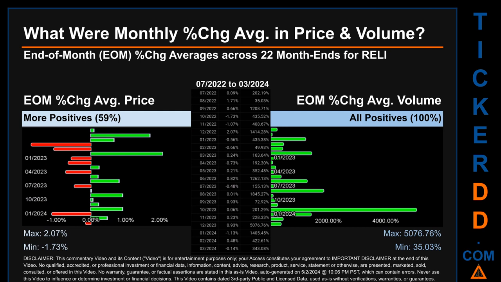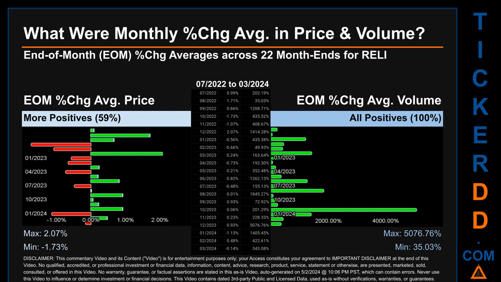What were end-of-month percentage change averages in price and volume for RELI? The monthly average of percentage change in price and in volume were calculated for each of the 22 month ends. That calculation took daily percentage changes and averaged them for each given month. If a month end came out negative, then it means that the month summarily saw a negative change.